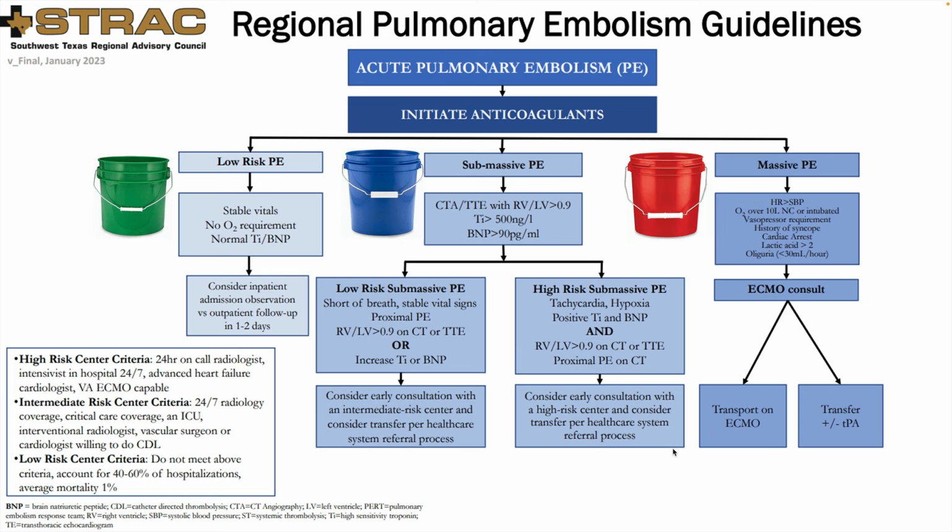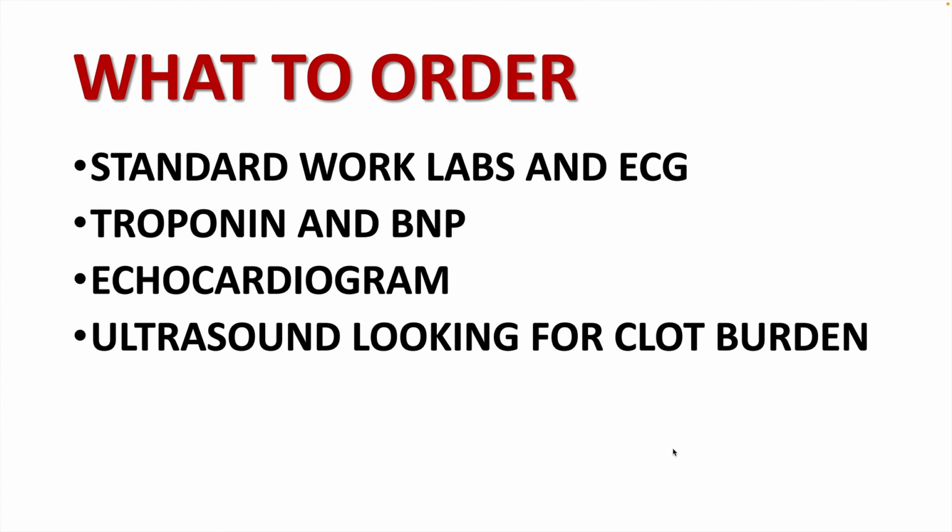Now, what to order? Once you found a PE on your CT scan, you probably got your standard labs and EKG. I'd also consider getting a troponin and a BNP for these patients to see if they're having any evidence of right ventricular strain. For the echocardiogram, if you have anybody that has expertise in doing a cardiac echo, that'll help look for that right ventricle being dilated compared to the left ventricular side.